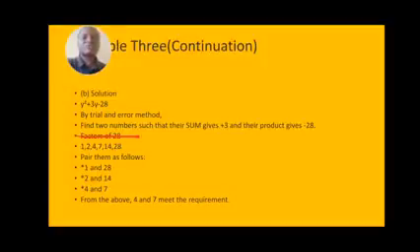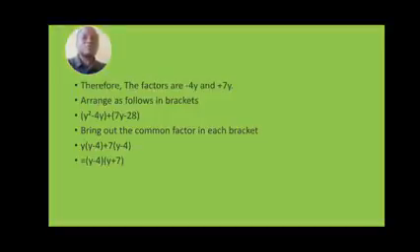Now of all these factors, the last pair meets our requirement, 4 and 7. But that is not enough, because we have to add the signs. We have to add the signs such that the middle number must be plus 3, and when you multiply them, it gives you minus 28. That is very, very important. Therefore, the factors are minus 4y and plus 7y.